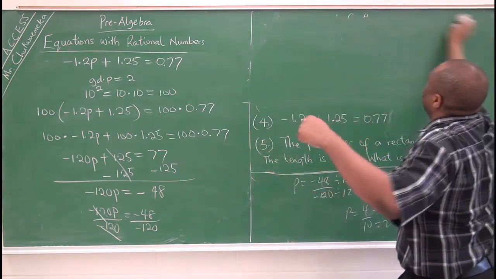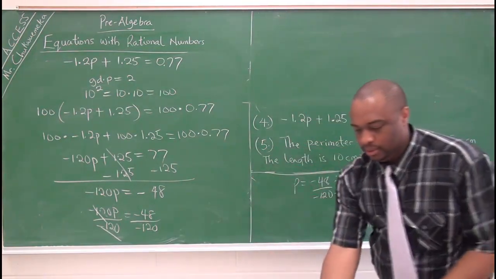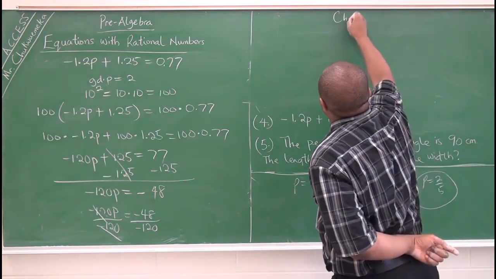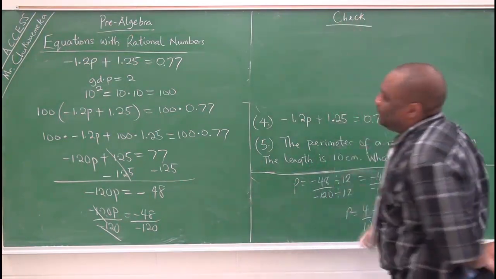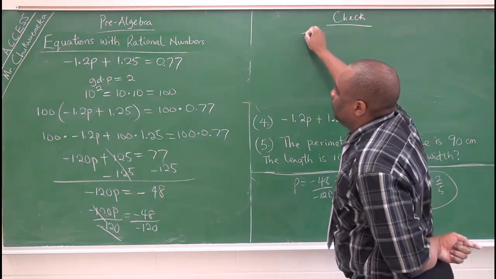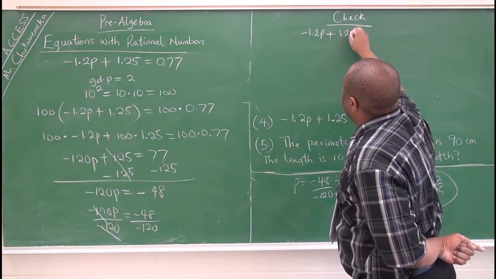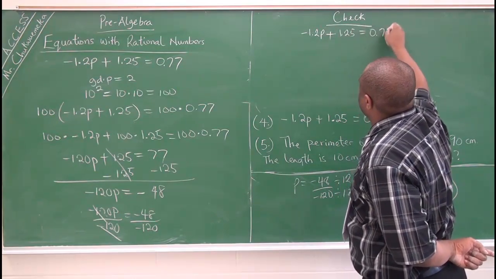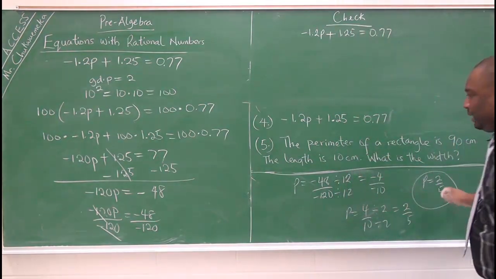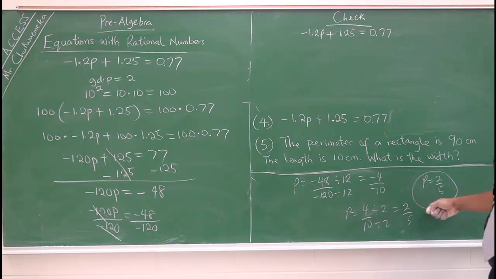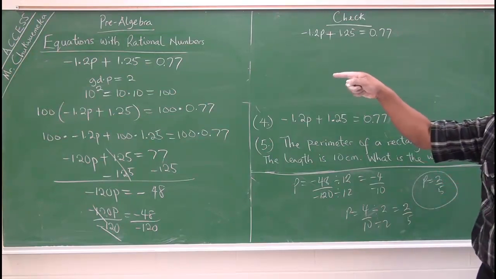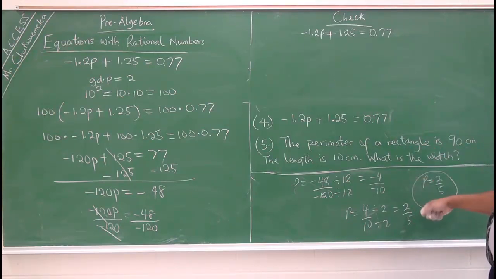Let's just do this. So when I check, we write check here. We write the main problem: negative 1.2p plus 1.25 equal to 0.77. Now, what do we have to do here? Since we are given decimals, we have to leave our answer in decimal. So if you do that, what would it be? 0.4.